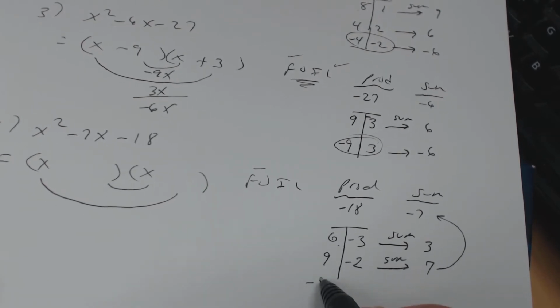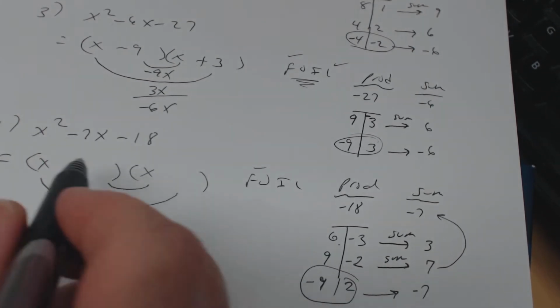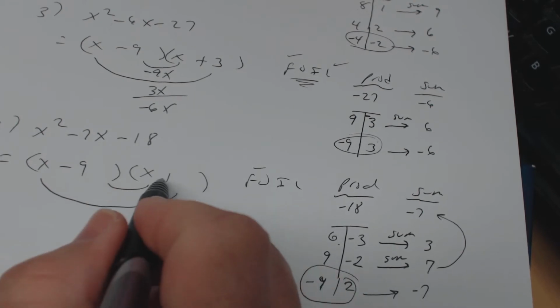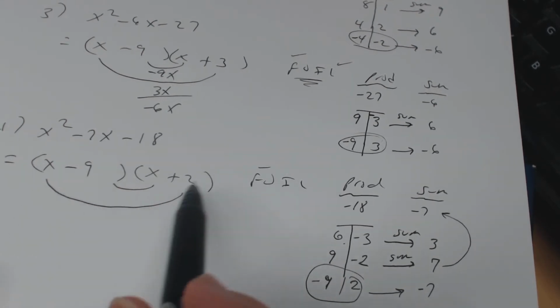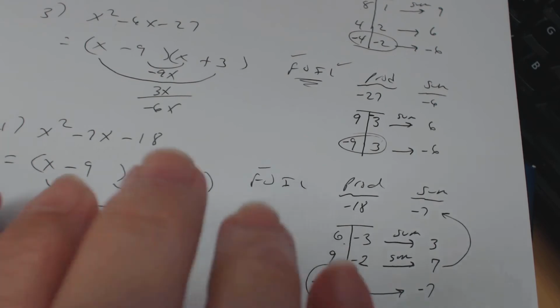So it's going to be negative 9 times a positive 2. So that's the one I need because that sum is negative 7. So then my answer is going to be x minus 9 times x plus 2. But again, check your work before you go on. Do the FOIL method on this.